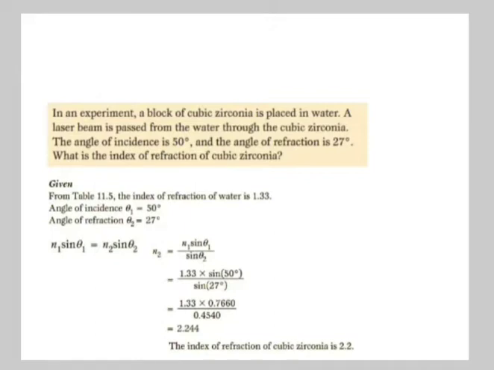Then total internal reflection: if the critical angle is exceeded, then none of the light exits the material and the entire ray is reflected off the boundary, and this is how fiber optics works.